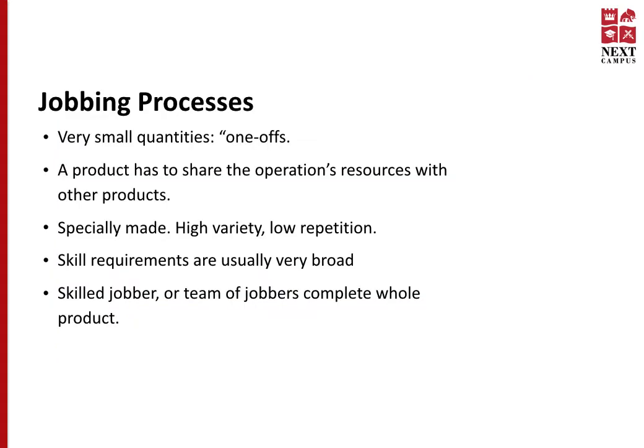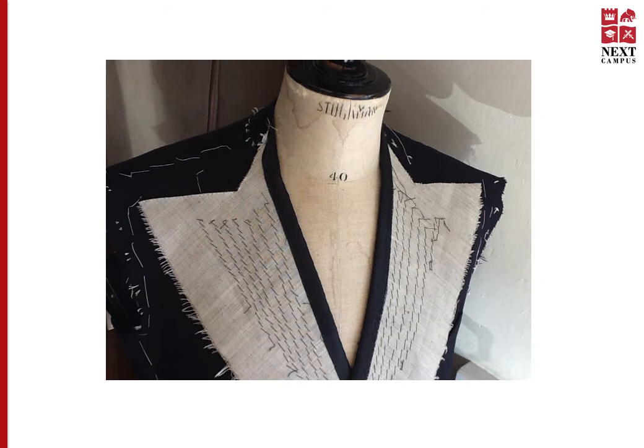What are the characteristics of a jobbing process? Very small quantities are manufactured in jobbing processes. Such products have to share the operations resources with other products. These are also specially made and are of high variety and low repetition. The skills required to make such products are usually very broad. Such products are manufactured by skilled jobbers or a team of skilled jobbers who have the necessary skills to complete the whole product. An example of such a product could be a garment.